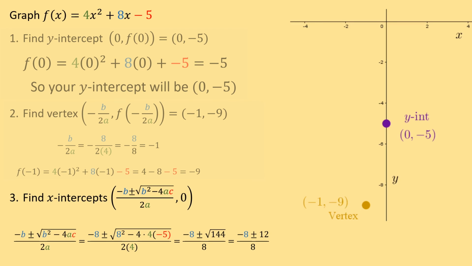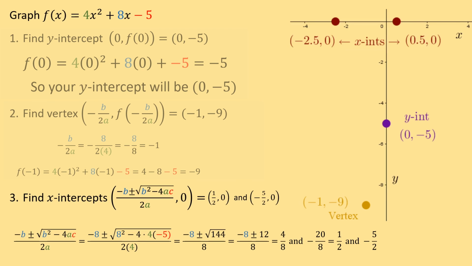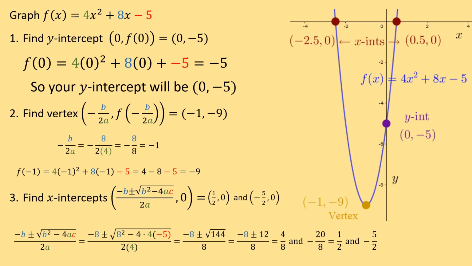And when I pick positive 12 and negative 12, I'm going to get 4 over 8 and negative 20 over 8 as my two values, which then reduces to 1/2 and negative 5/2, or 0.5 and negative 2.5, which then gives us the x-intercepts of (0.5, 0) and (negative 2.5, 0), and we can plot those points. And since we know that our graph opens upward, and we have all these points here, we can fit our parabola to these points, and you see our function here.